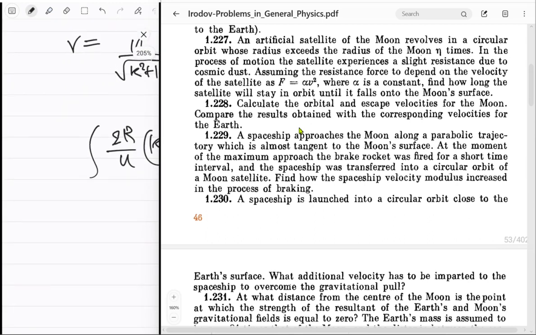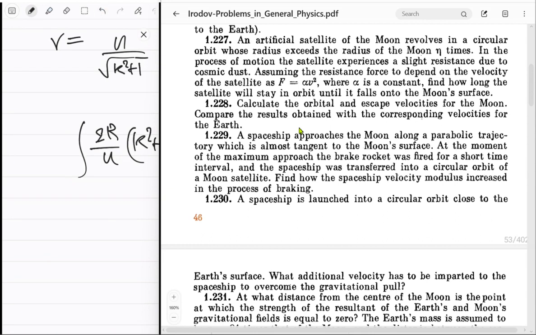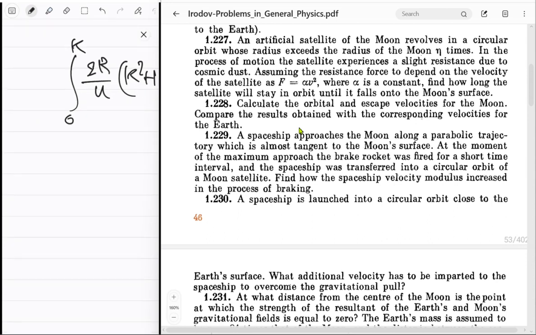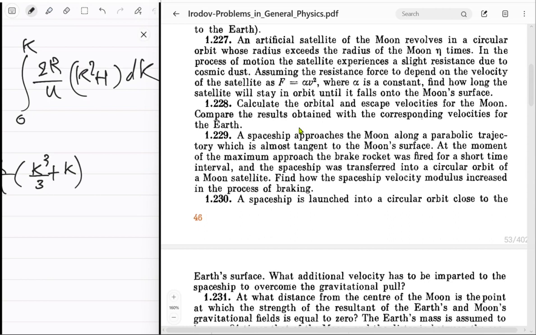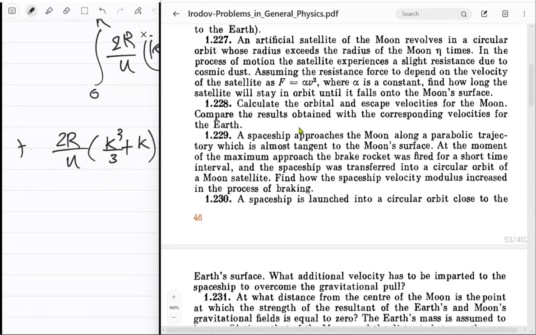Actually a nice one. So we want to integrate this thing to get our time from k equal to 0 to some k. So 2r upon u, and then this is k cube upon 3 plus k, right? Perfect. This is our time required to reach that particular point. That makes sense. But this is still bad because you couldn't get k as a function of t. If you would have got that, it would have been perfect, but you didn't.